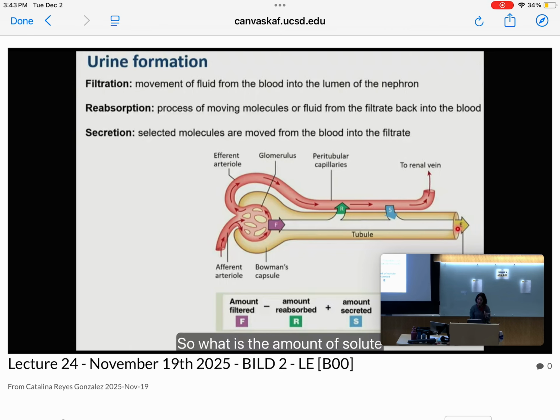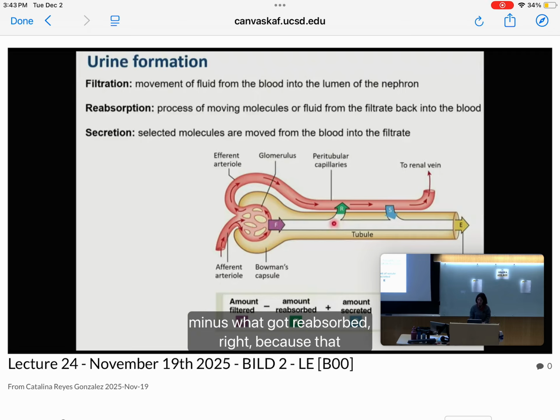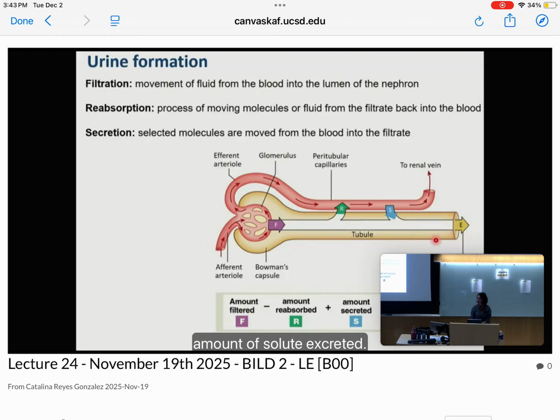So the amount of solute excreted is going to be what we filtered minus what got reabsorbed, right? Because that got removed from the lumen of the nephron, plus what we secreted, which we added at the end. That's going to give you the amount of solute excreted.